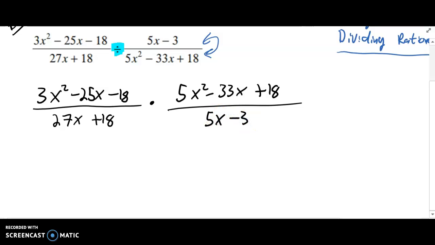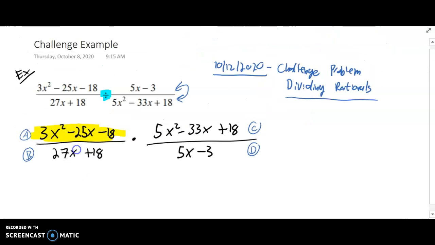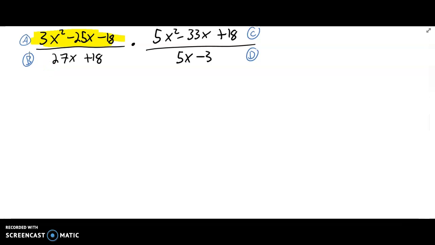Okay, I'm going to label A, B, C, and D. Let's do A first, and we'll make this one yellow. So we have a pretty challenging factoring problem here, but nothing we can't handle.